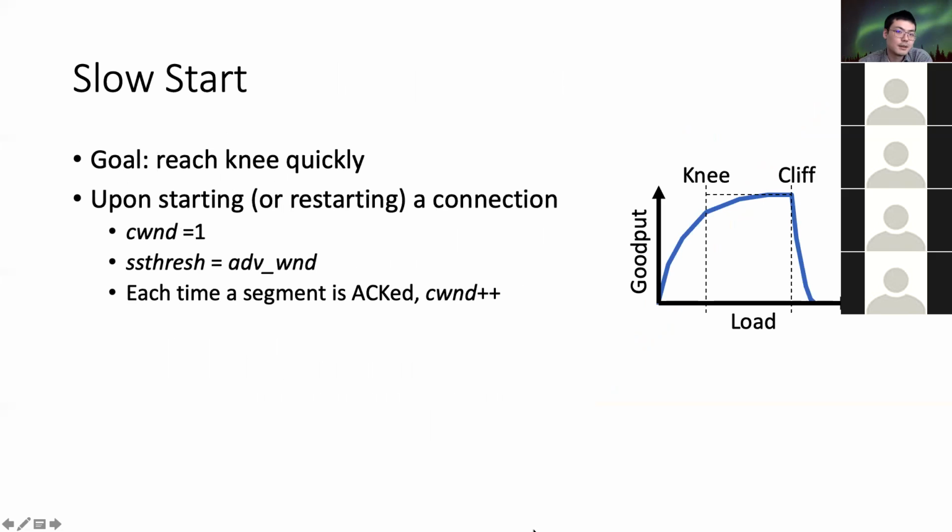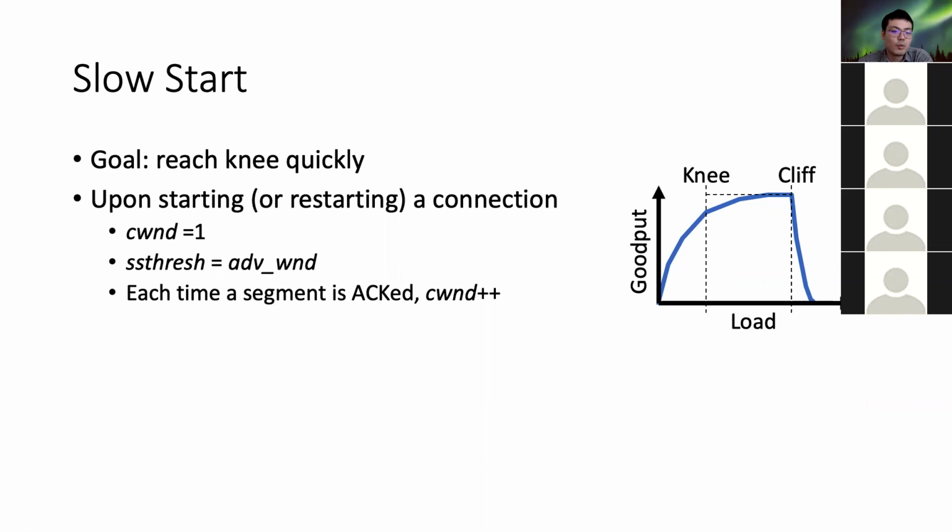So the first phase is called slow start, where we want to reach the knee quickly. If you remember, this knee is the safe zone. So upon start or restart of a connection, your initial window size is 1. That means each time you only allow 1 pending packet segment, and until it's acknowledged, you can send the next one. And the threshold initially is set to the advertised window, the maximum allowed size on the receiver side. And then each time a segment is acknowledged, you increase the window size by 1. Whenever you receive an acknowledgement, you increase the window size by 1.